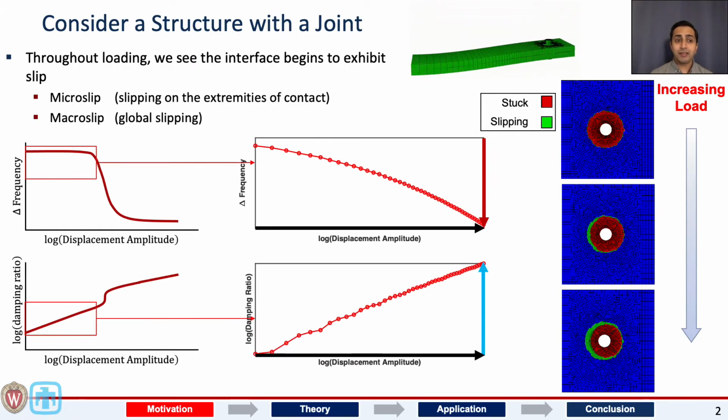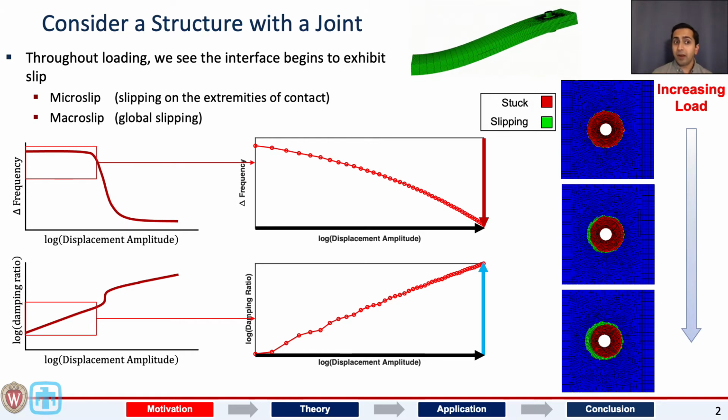To begin, let's consider a structure with a single joint, for example, the one shown in our upper right corner. Throughout loading, we see that the interface between these two beams sandwiched together begins to exhibit slip. So if we take our attention to the figure on our right, initially, the majority of the interface is held stuck, shown by red. And throughout loading, we see that the extremities begin to slip, shown in the color green. This is characterized by microslip, as in microscale slipping.